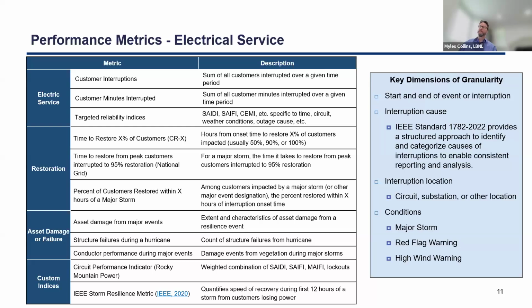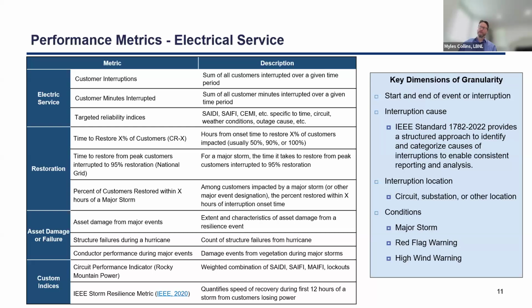You would want to know where the interruption occurred, so circuit, substation, or other location, and then conditions too. So apart from the MED classification that we just went over, certain states have major storm classifications where there's a certain percentage of customers without power, or weather conditions, red flag warning, which is in the West where you have conditions with high fire risk, and then high wind warnings as well.